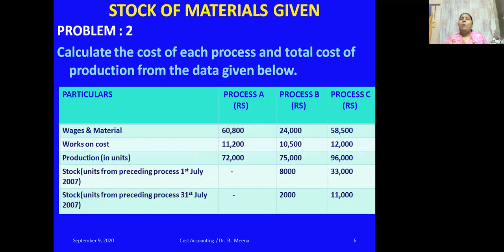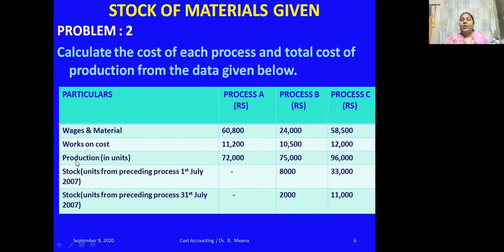Let me check out one more problem under simple process account where the stock of the materials were given. Okay. Calculate the cost of each process and total cost of production from the data given below. We have three processes, A, B, and C. Look at the information very clearly. These are the expenses: wages, material, and works on cost. These are the expenses to be debited on each process in the usual way.